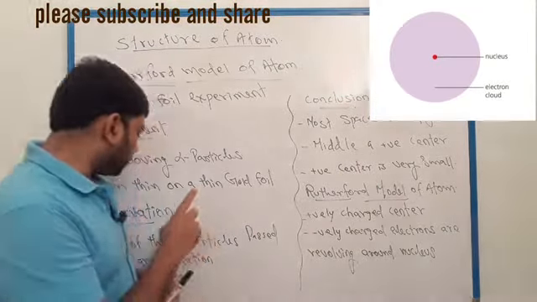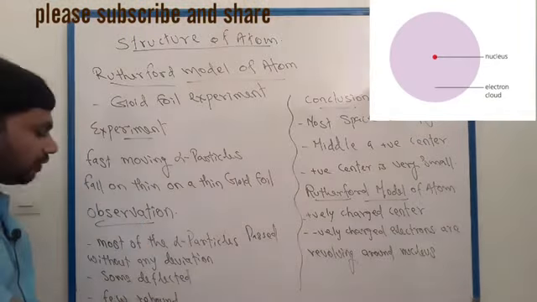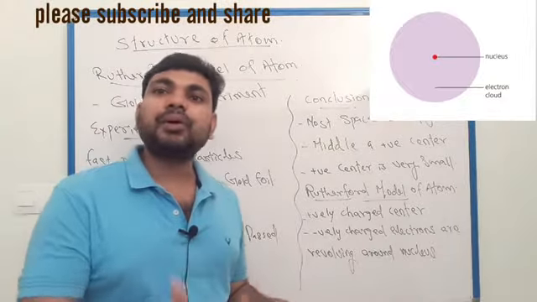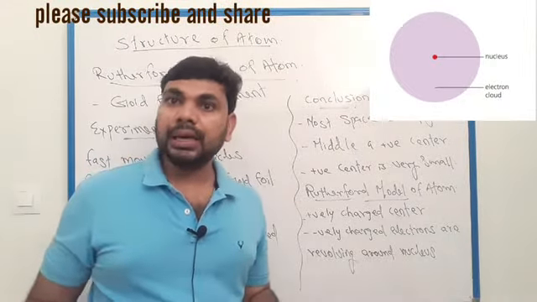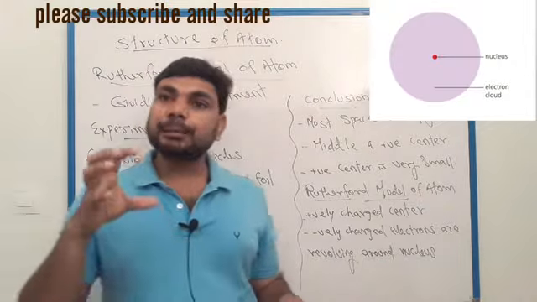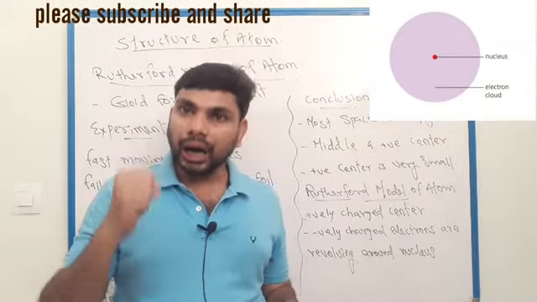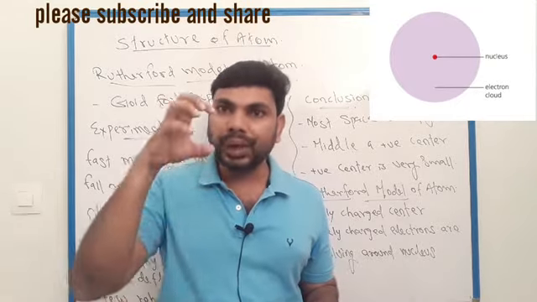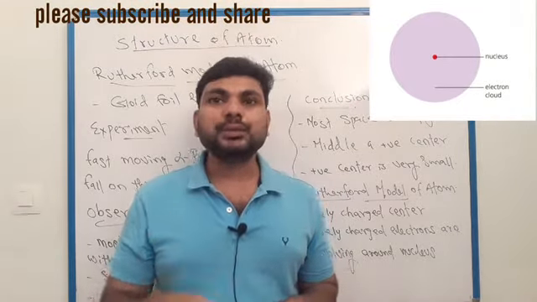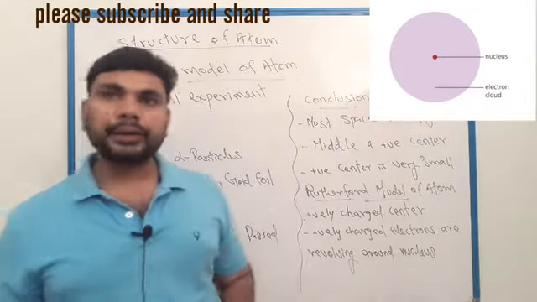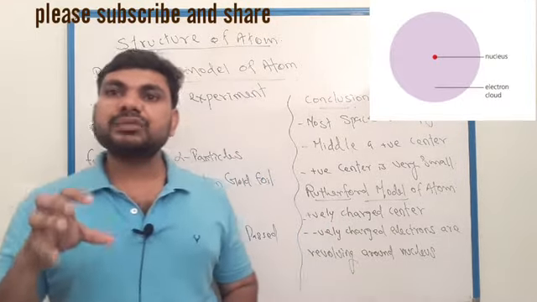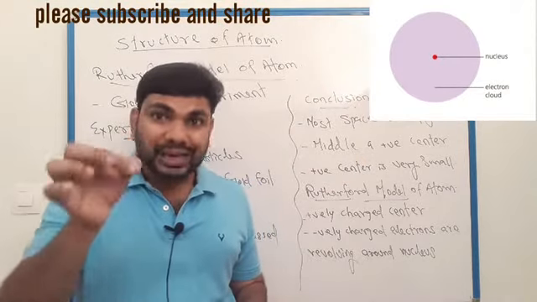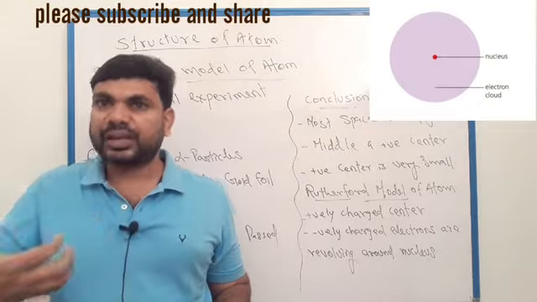The third observation was that few alpha particles rebounded. Very few alpha particles reflected, which means in the middle of the atom there is a positive center. It is very hard. Also, the size of the positive center is very small. You can see in this figure, in the middle of the atom there is a positive center. Compared to the total atom, it is very small. That's why very few alpha particles reflected.